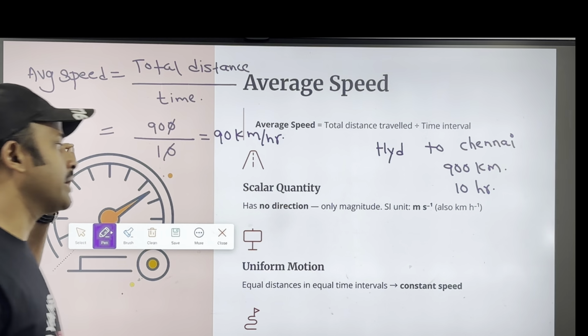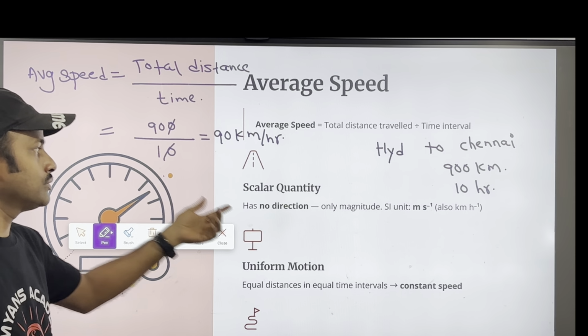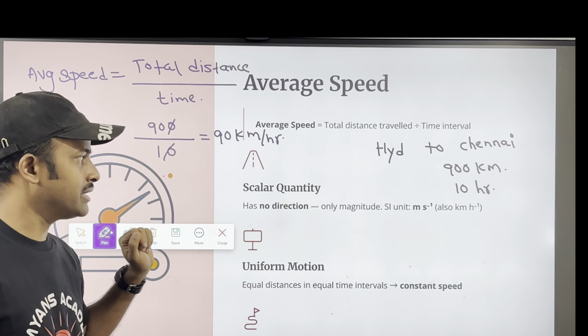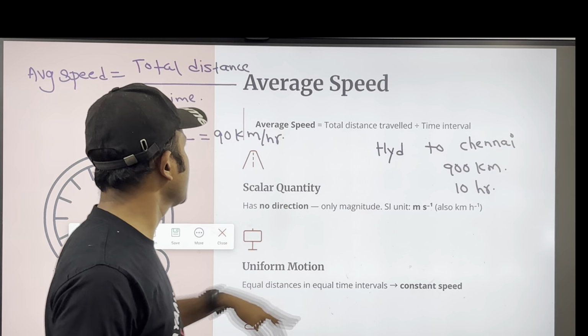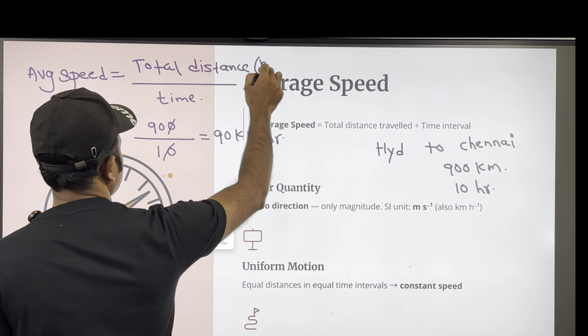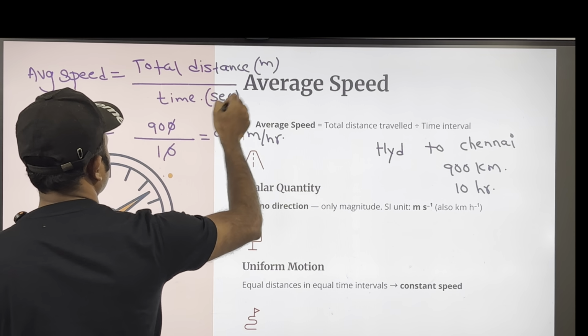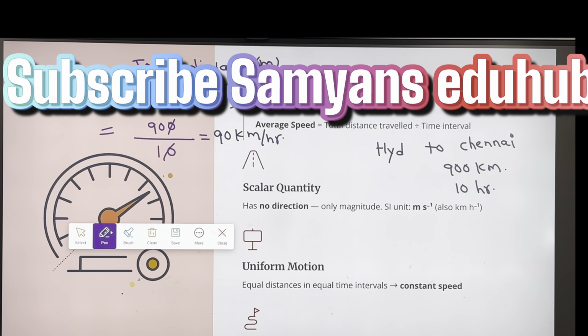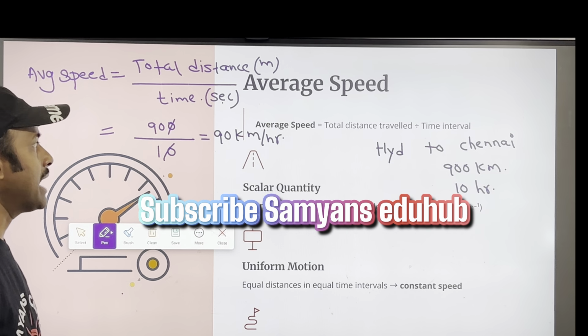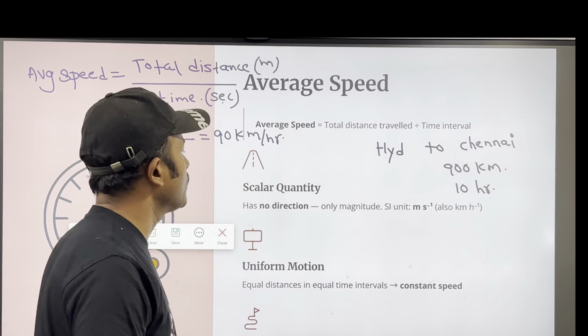So average speed is a scalar quantity, so there is no need to consider the direction in this case, and the SI unit is meter per second. The unit for distance is meter and for time is second, so meter per second. Average speed: speed equals distance by time. Then average speed equals total distance by total time.